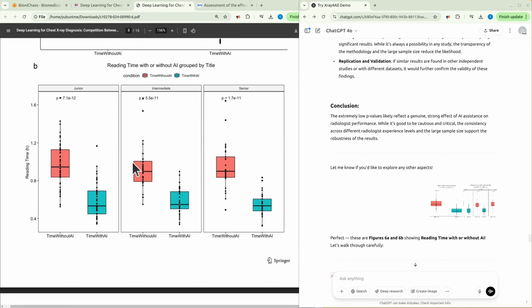In Figure 6b, why do you think time to analyze the image without AI is lower for the intermediate skilled radiologist as opposed to the senior one? That's an interesting observation. One might see intermediate radiologists take less time than seniors without AI.